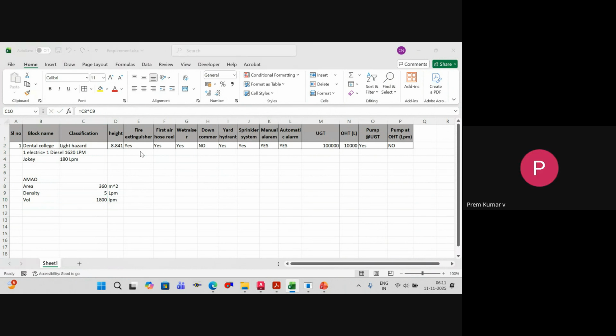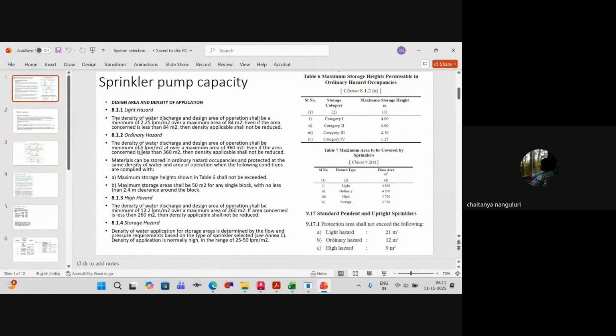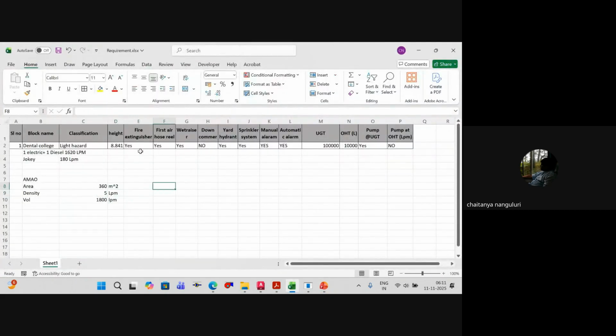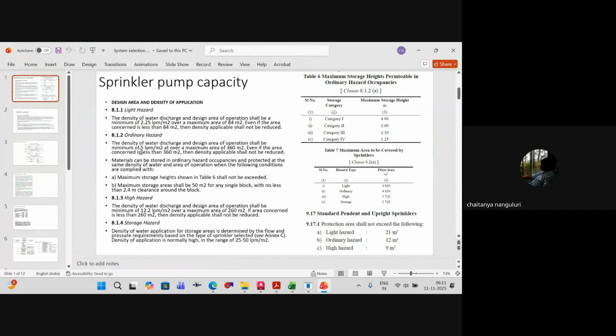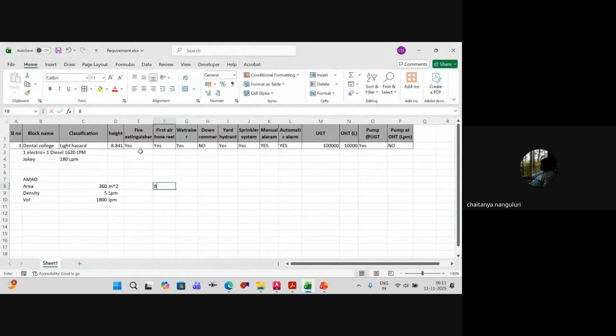If it was light hazard, then it would be different. Let's say it is light hazard, then it will be 84. I'm just assuming light hazard to explain here. In this case, you can refer 84 and 2.25, so it is equal to this into this. Then only 189 LPM is fine, so it is sufficient in this case. Understood? But anyway, in this case, we have to consider 1800 LPM.